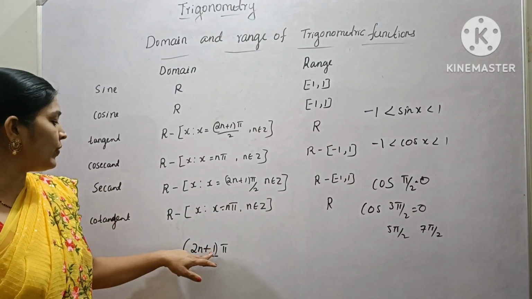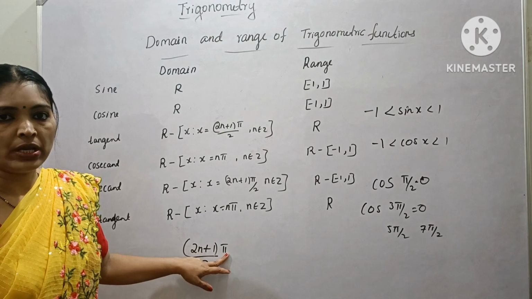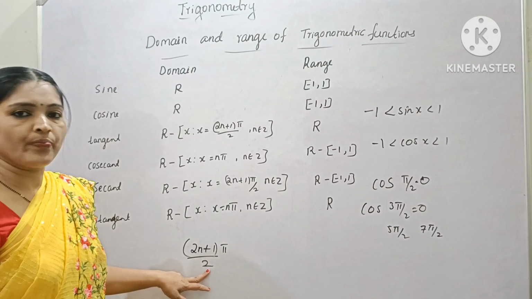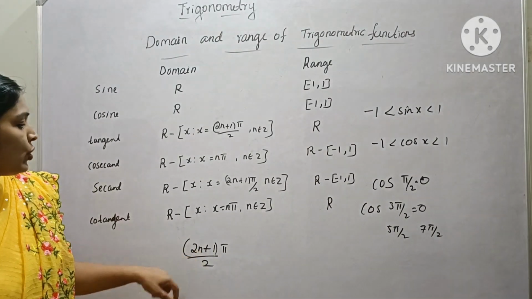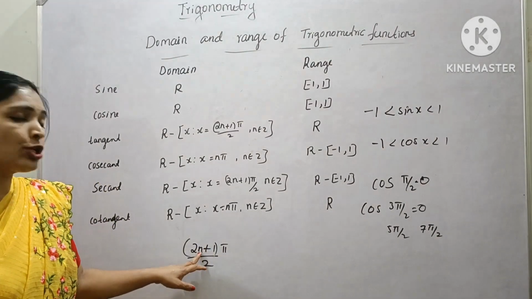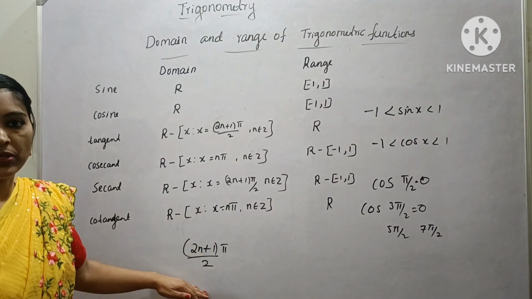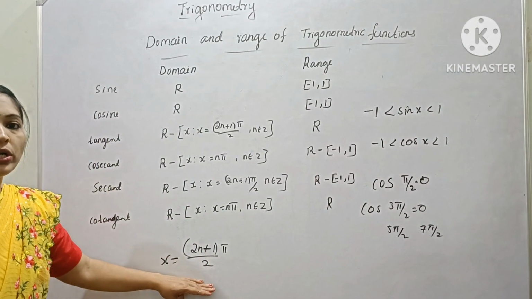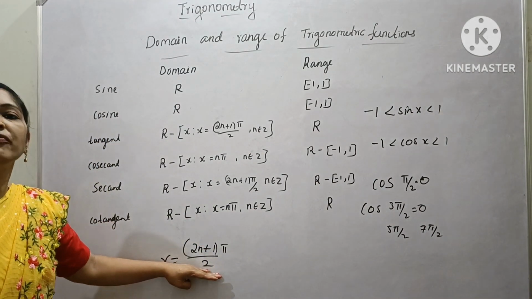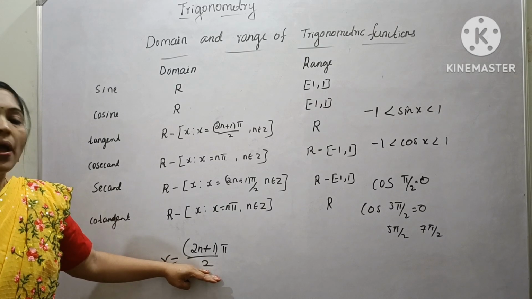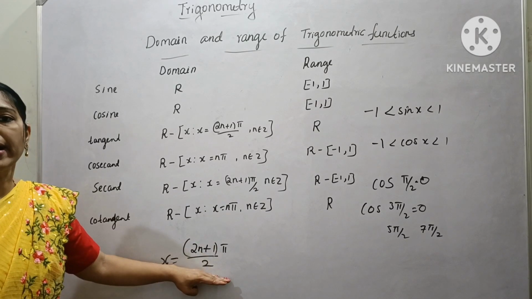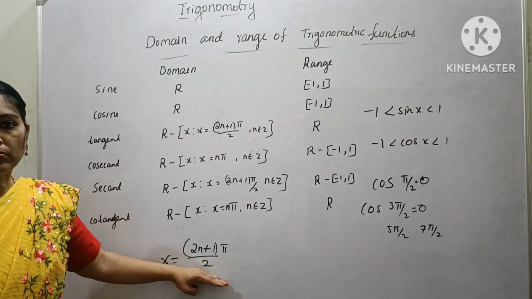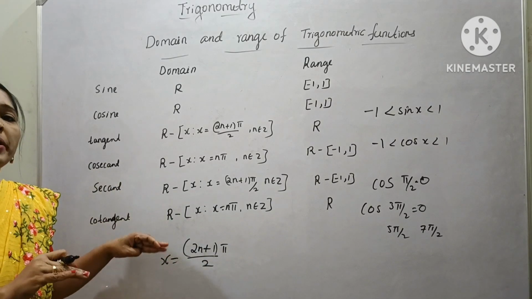Substitute n is equal to 0, you will get 1 by 2 into pi, that is pi by 2. Next substitute n is equal to 1, you will get 3 pi by 2. Next substitute n is equal to 2, you will get 5 pi by 2. So for x equal to these values, tan will not be defined. Why? Because at these angles cos x is 0.